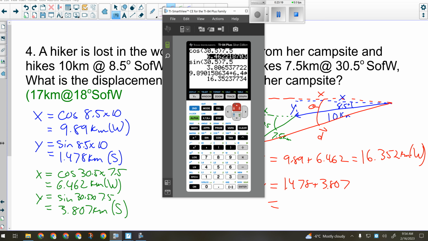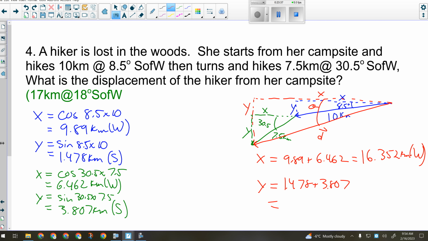Sorry, I got those numbers. Yeah, 1.478, 3.807. That's the one I want right there. All right, 5.285 kilometers, and that is going to be south.